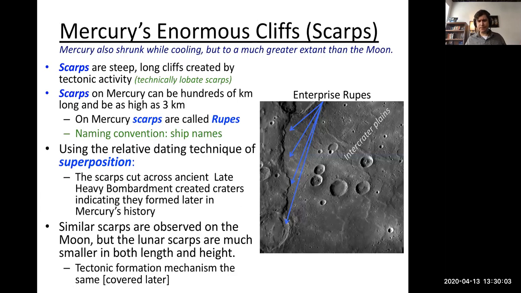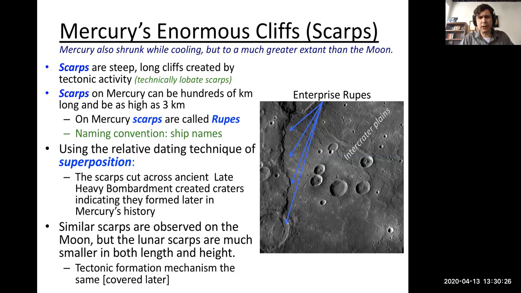Previously, we had looked at the bigger features like the Caloris Basin and the weird terrain and the intercrater plains on Mercury. Today, we're going to start looking at the smaller features. Just for background context, if you're picturing the planet Mercury in your brain, the dominant thing that covers Mercury's surface are impact craters.